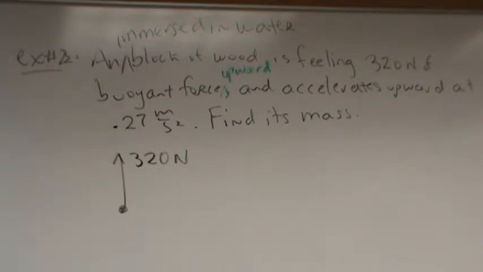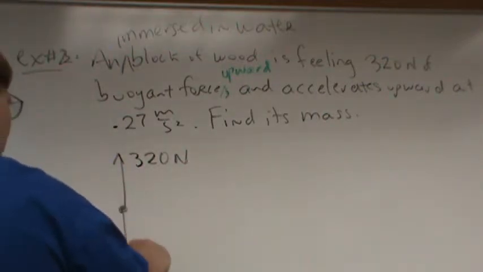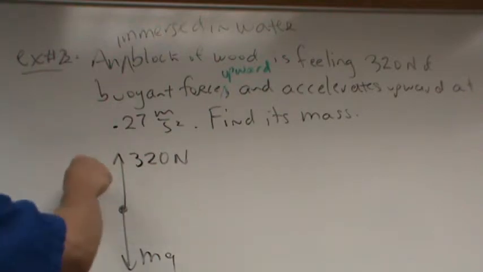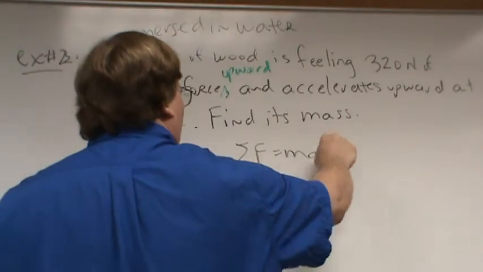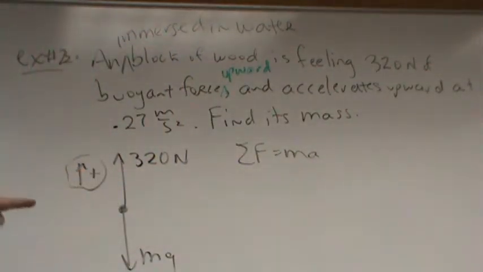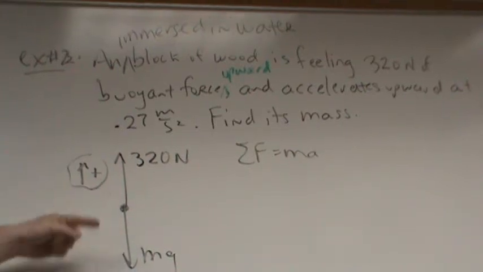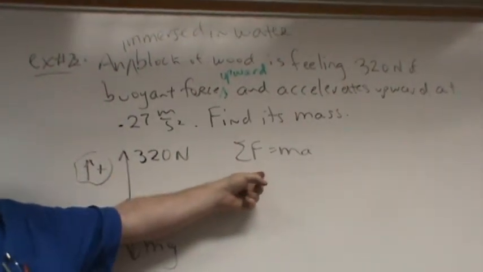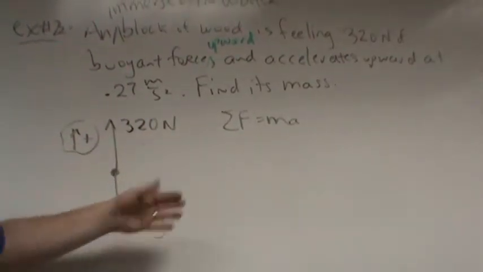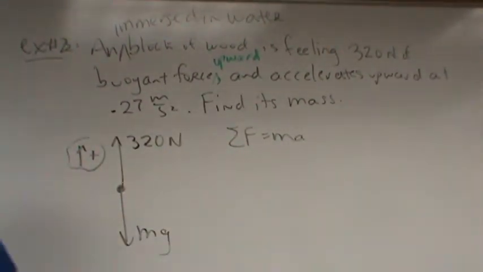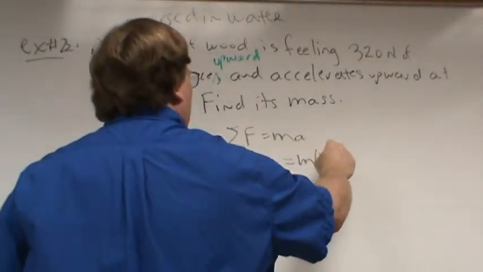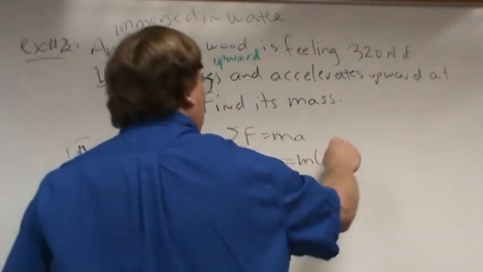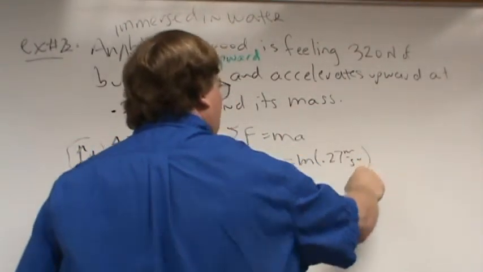You're still going to have gravity acting on it, so you've got mg acting down. I'm going to define up as positive, and then we do the sum of the forces equals ma. When you look at that sum of the forces, you're going to look at your free body diagram. I've got two forces on this free body diagram, so don't be putting just 320 for F. There's two forces, 320 and mg. They've got to both show up on the left side of this equation. So I've got 320 newtons minus mg equals m times the acceleration, which is 0.27 meters per second squared.